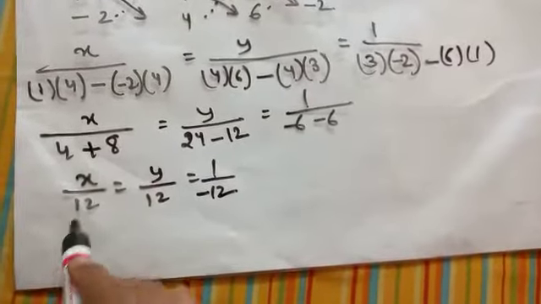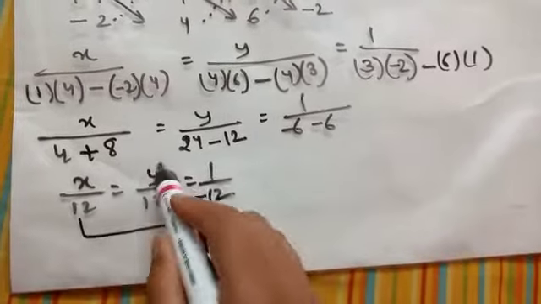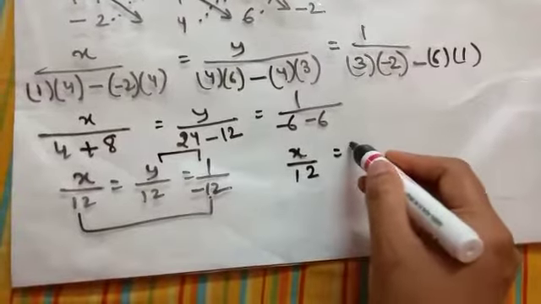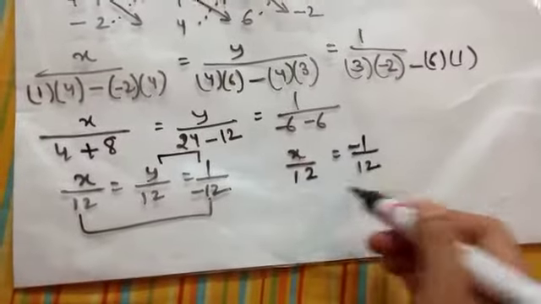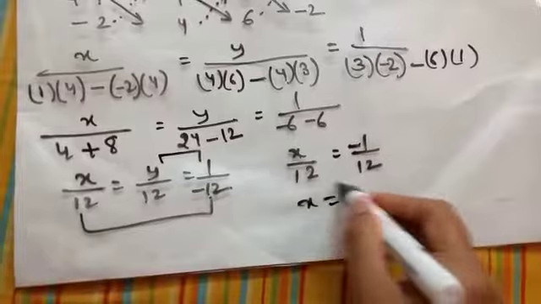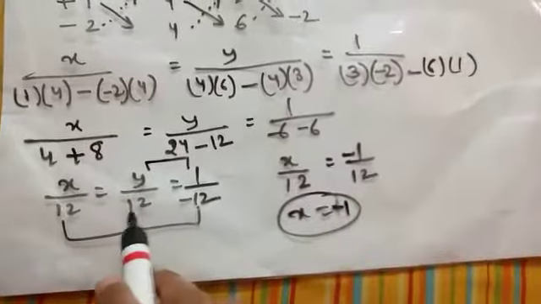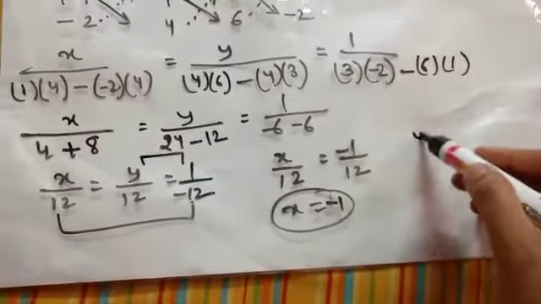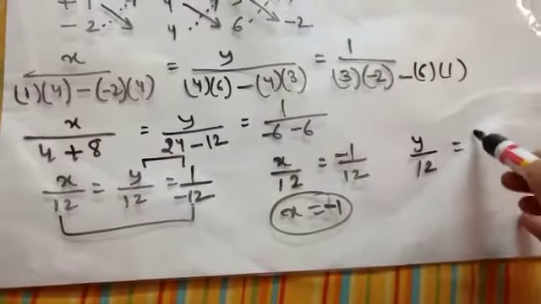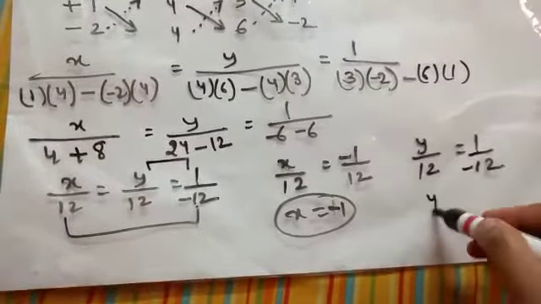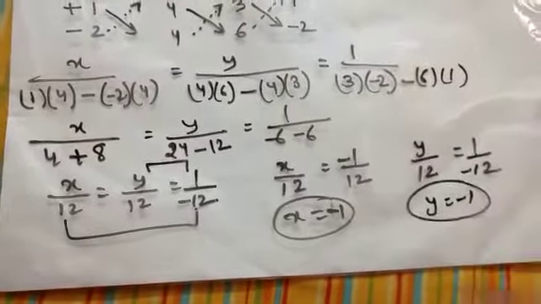Now you compare the first and last, and the second and last. So x by 12 is equal to -1 by 12. So 12 and 12 cancel. The value of x comes out to be -1. When we compare the second and third, y by 12 is equal to 1 upon -12. So 12 and 12 cancel again, and the value of y is also -1.